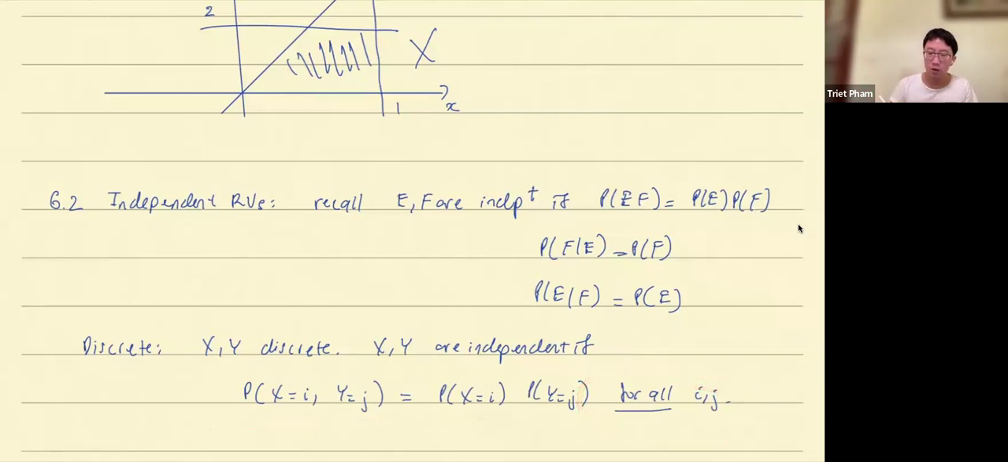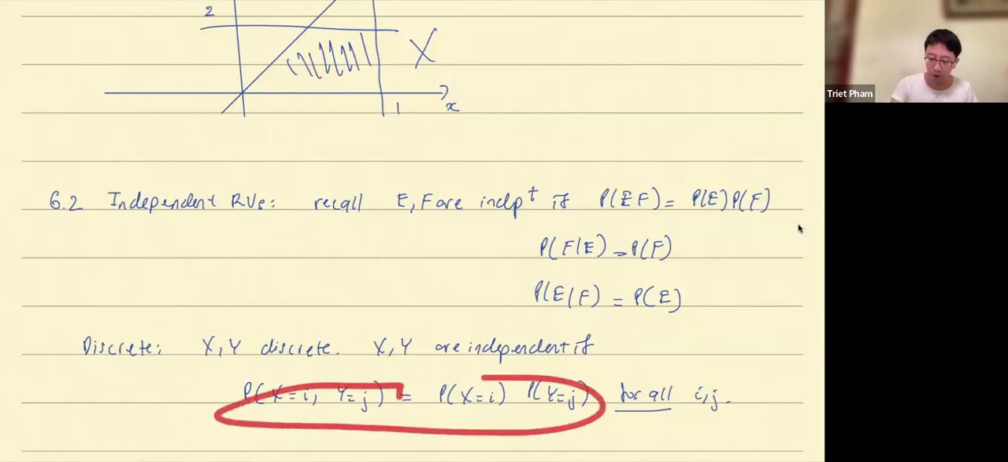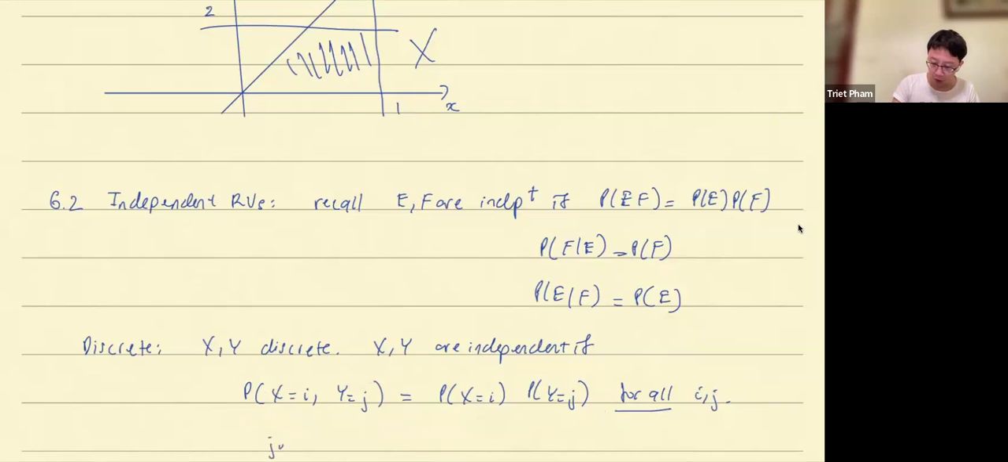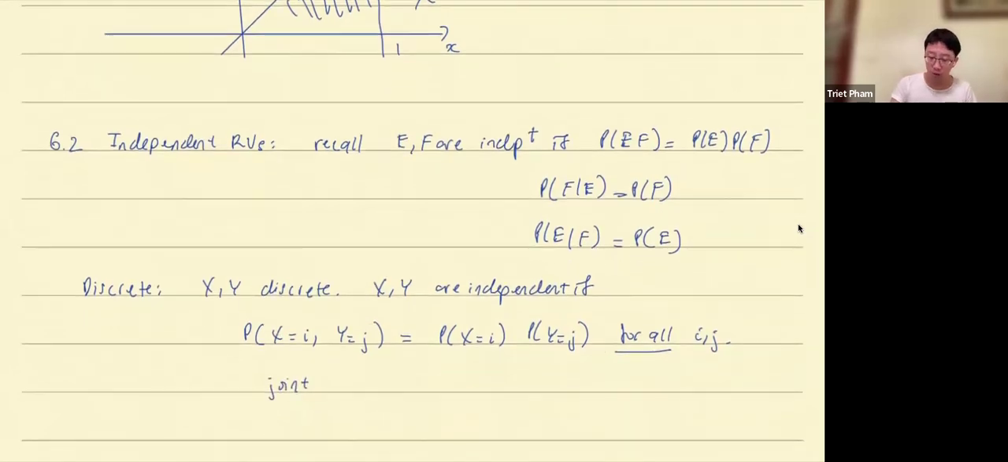And what's the theme here? If you look carefully, this is the joint mass function, the joint probability mass function. And then these are the marginals. So the idea is the joint is the product of the marginals. When you have that, that is independence at the level of random variables. Okay.